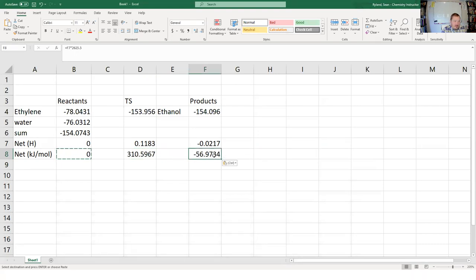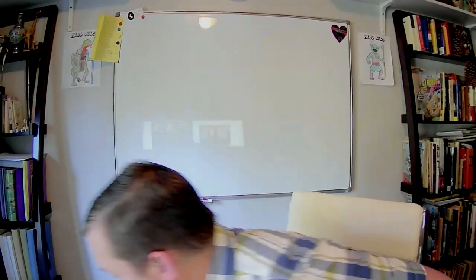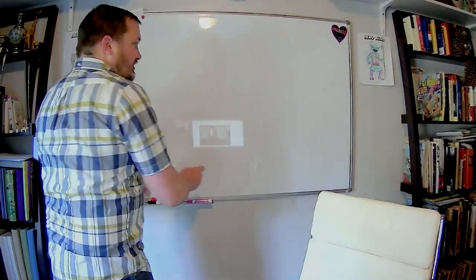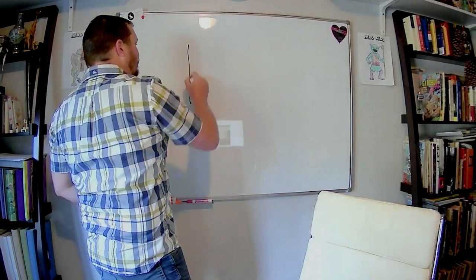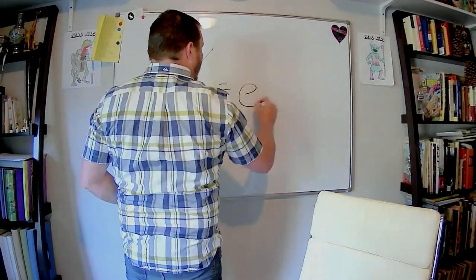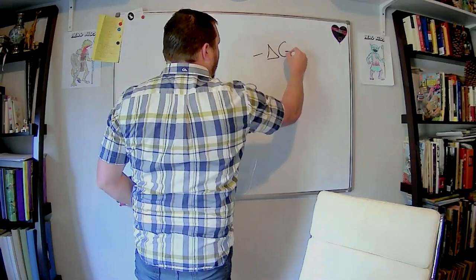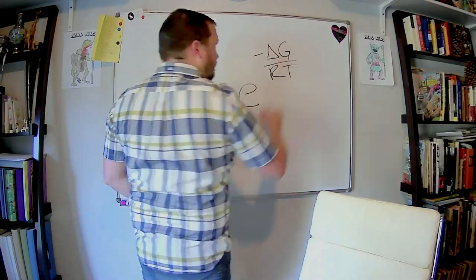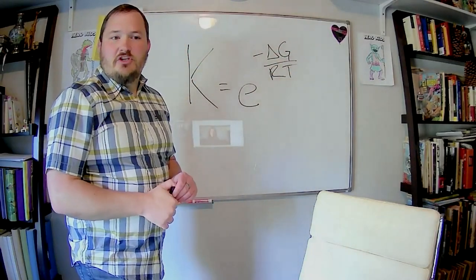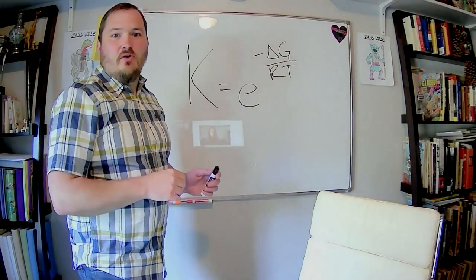And we could actually take this energy for the entire reaction, the negative 56.97. We could actually use that to get an equilibrium constant for this, right? Remember our equilibrium expression that allowed us to go from delta G to equilibrium constant was K equals e to the negative delta G over RT. You guys remember that equation from Gen Chem? At least somewhat.